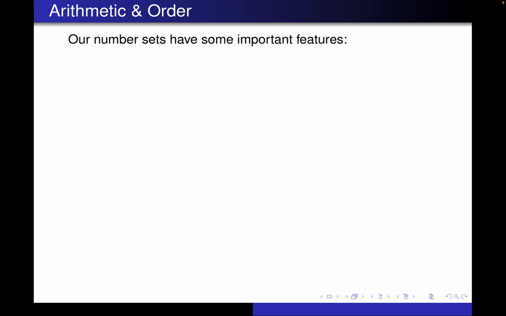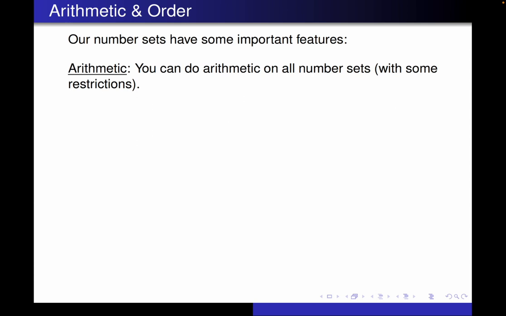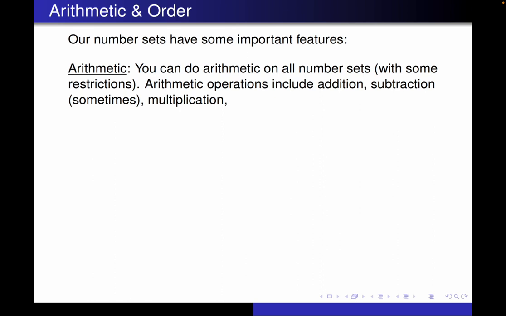So our number sets have some really important properties that we're actually going to explore a little bit in our first day of class. They have some arithmetic issues, and what I mean by arithmetic is just all the regular arithmetic operations that you do on number sets, right? So you can do arithmetic on all number sets, and of course there are going to be some restrictions. You can't just do arithmetic on any two numbers that you want to. That includes addition, which doesn't have any restrictions. Subtraction sometimes has restrictions. Multiplication almost never has restrictions, but division also has some restrictions in some of the sets that we deal with.